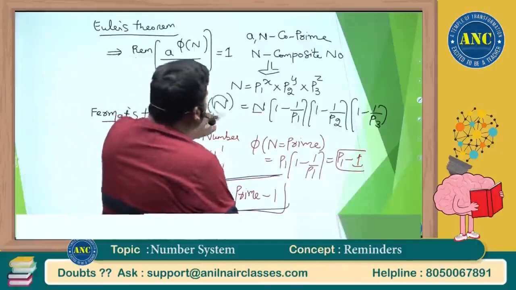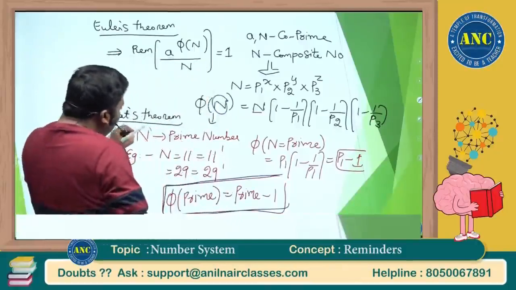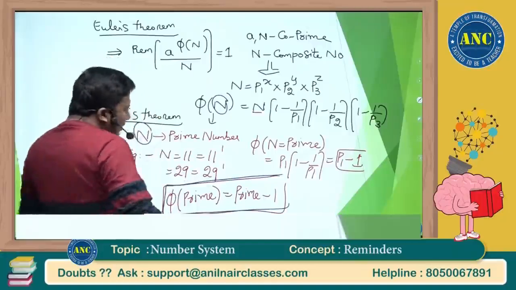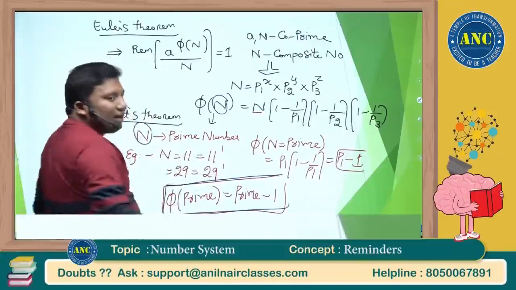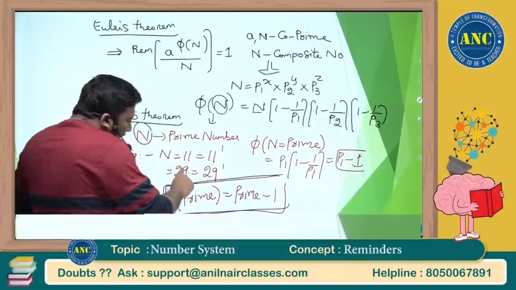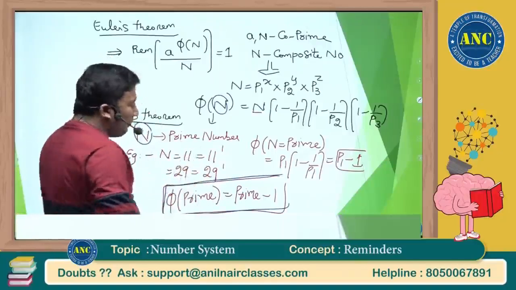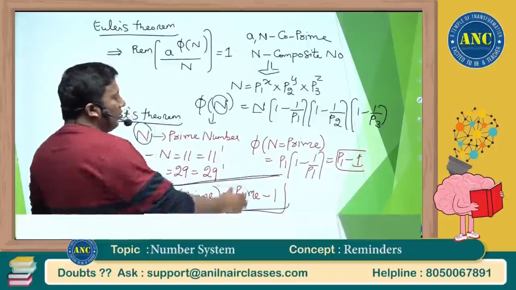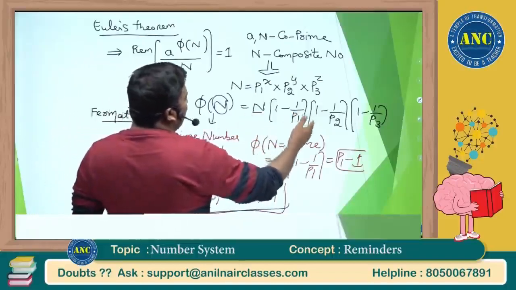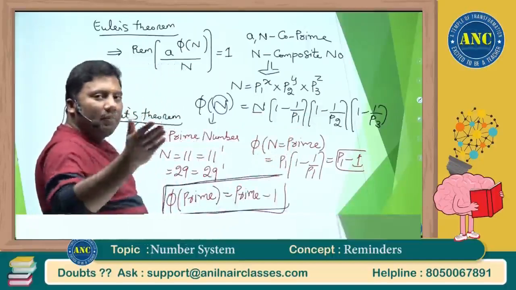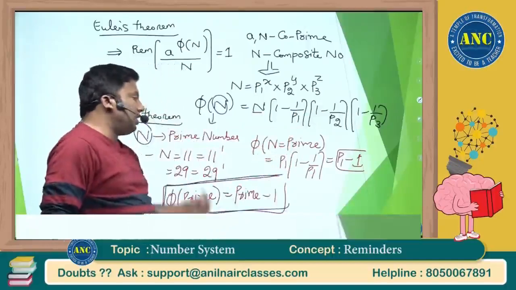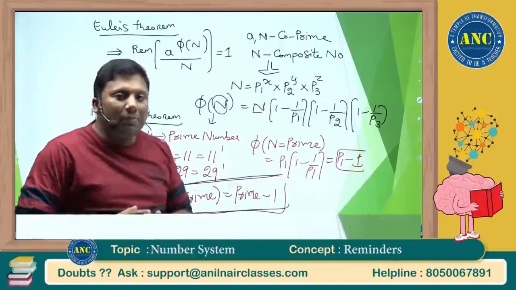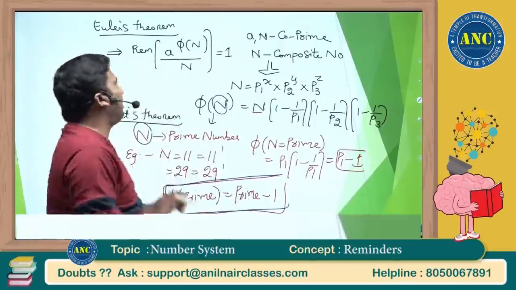Here the n is a composite number. Here the n is a prime number. Any prime number can be written as a singular power. 11 can be written as 11 power 1. 29 can be written as 29 power 1. So P1 can be written as P1 power 1. So it is nothing but P1 into 1 minus 1 by P1. P1 cancel. Answer is nothing but P1 minus 1. P1 is a prime number. Very, very important key point.